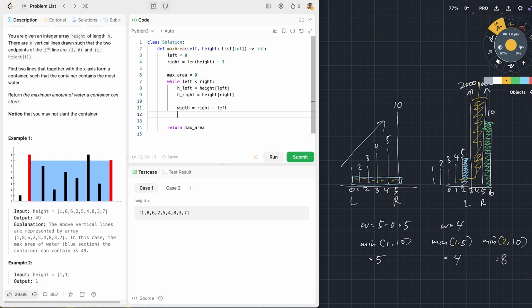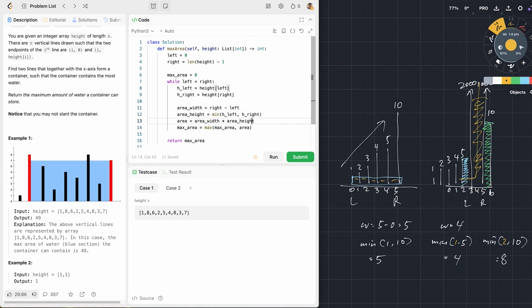And what is the height? Well, the height to be used is that min height, right? I'll just call it the area height, which is the minimum of the height at the left and the height at the right, right? It's the minimum. So what is the area? It's going to be the width, right? You can call it area width if it's confusing. Area width times area height, and then max area. Let's set it to whatever max area is, or an area that is larger.